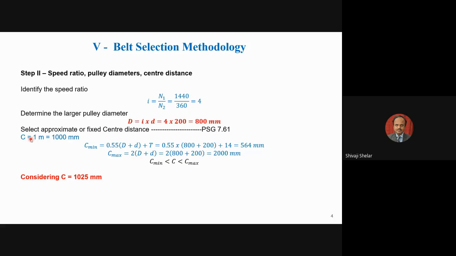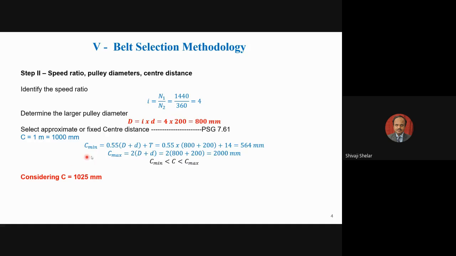Now we need to select the approximate or fixed center distance here. Let's assume our center distance is not fixed. Let's say we want to vary the center distance to accommodate the pitch length. So the approximate center distance given in the problem is 1 meter, that is 1000 millimeter.